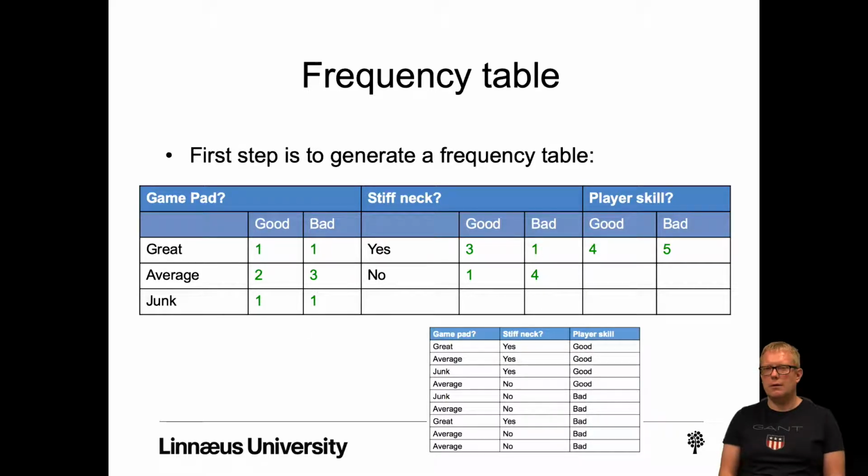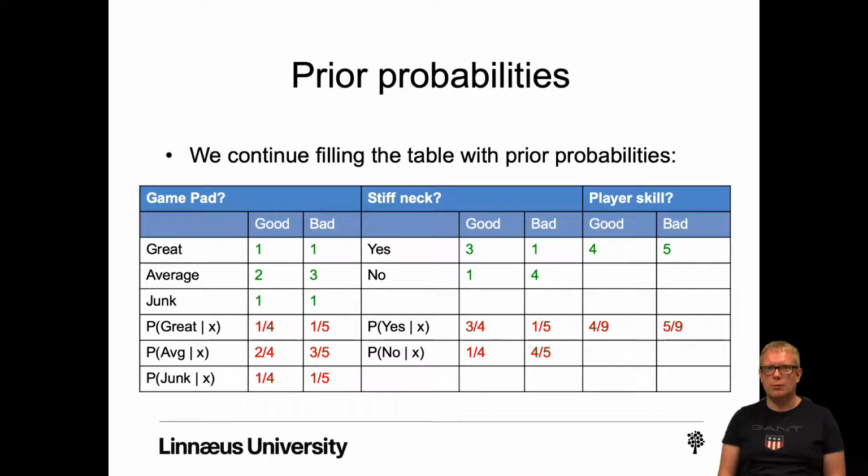And the output class player skill, we have 4 examples of good and 5 examples of bad, so 9 examples in total. So that's the frequency table, and we continue by filling the table with prior probabilities. So we just keep working with the table.